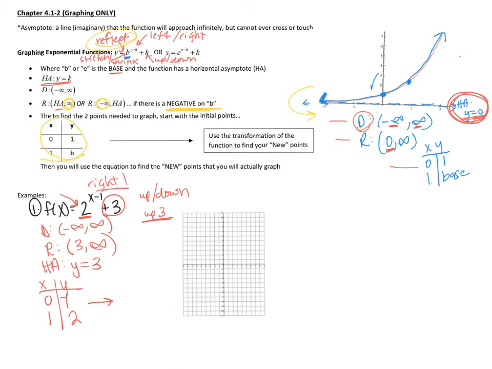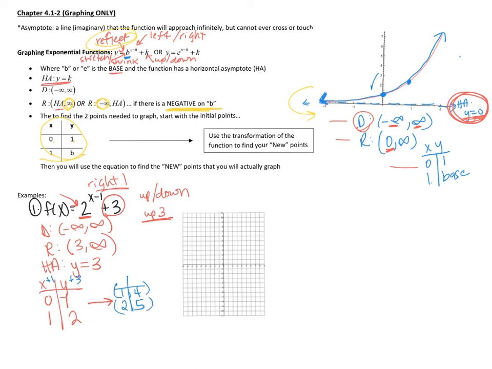Okay, so if I were to move these points to the right 1, what that means that I would do is I would add 1 to all of my x values. So my new points are going to be 1 and 2. I'm adding 1 to each of those. Then if I'm going to move up 3, I'm going to add 3 to my y's, which means that I'm going to have 4 and 5. So my new ordered pairs are now 1, 4 and 2, 5.